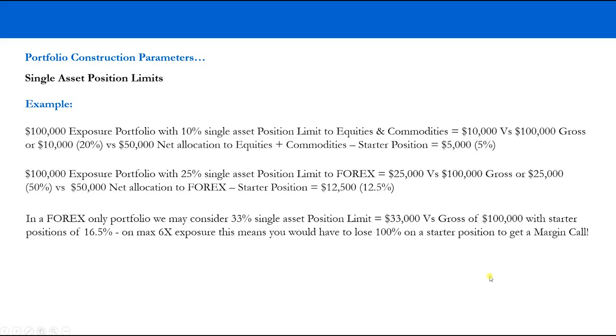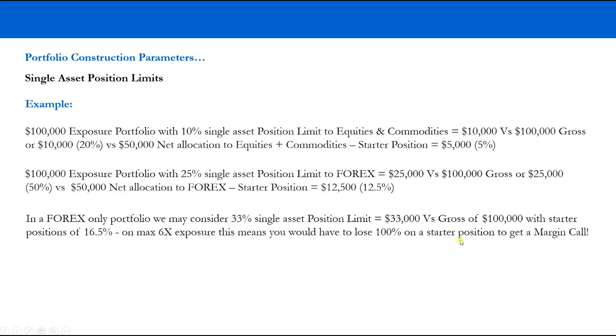Now this means we'll also have a starter position of half that, of 16.5%, so $16,500 when we initially take a starter position. And this works out quite nicely because on a max 6 times exposure portfolio, this means you'd have to lose 100% on a starter position in order to get a margin call, which is basically very, very close to impossible in the Forex markets.